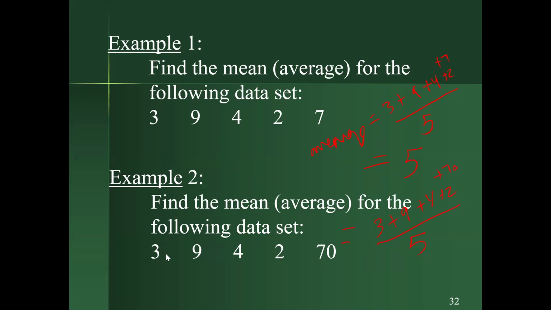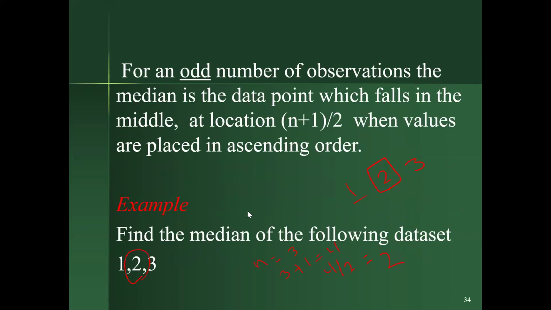The mean also for this: 3 plus 9 plus 4 plus 2 plus 70 divided by 5. The median is the middle value. So if we have 1, 2, 3, 4, 5, the first step to find the median is to sort them from smaller to larger. They are already sorted. Then I look for the middle value. I scratch one from here and one from here, so this is the median. It's a position. The median gives you the value in the middle as a position, but the average or the mean gives you the value as a value because you add them up.